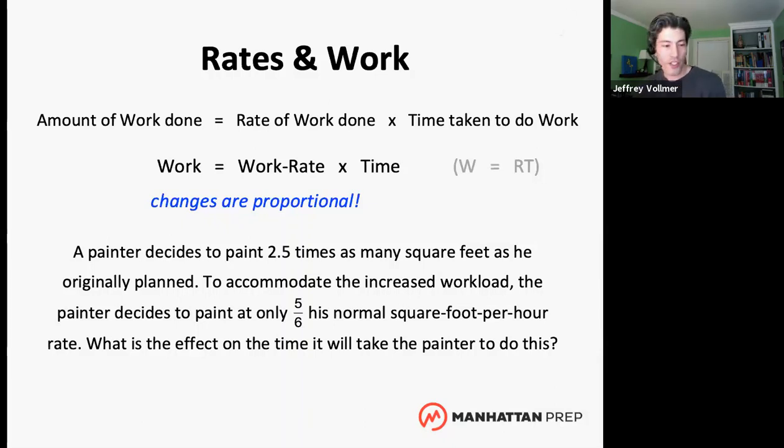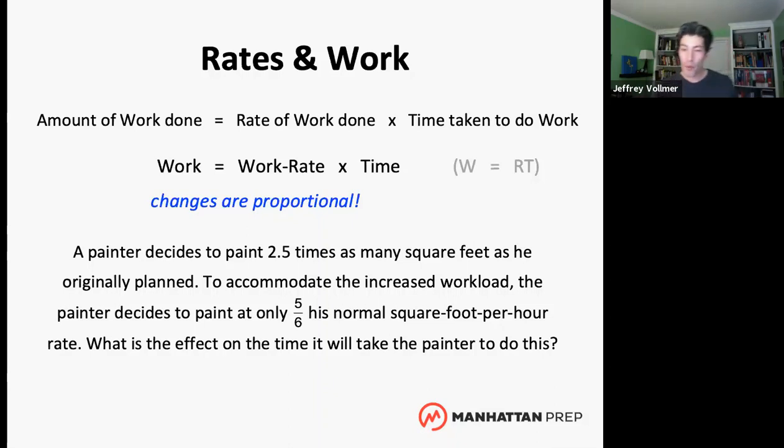All right, so what's happening? Well, the painters decided to do more work. I'm going to paint 2.5 times as much as normal. To accommodate this, we're going to slow down the rate. And we have to figure out what's going to happen to the time here.